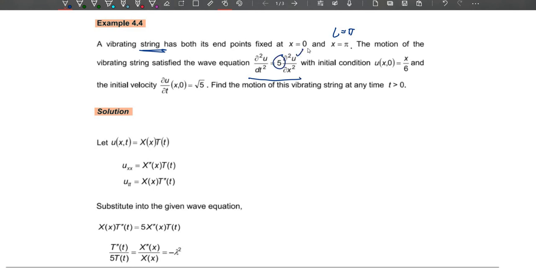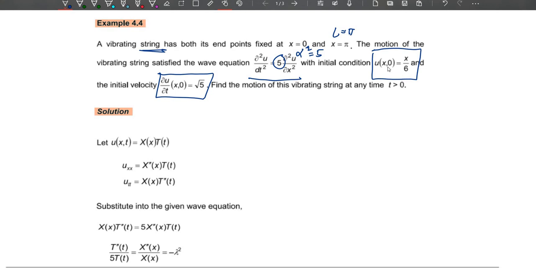Therefore, from here we know that alpha squared equal to 5, with initial condition u(x, 0) equal to x over 6 and the initial velocity ∂u/∂t at (x, 0) equal to root 5. Find the motion of this vibrating string at any time t greater than 0.